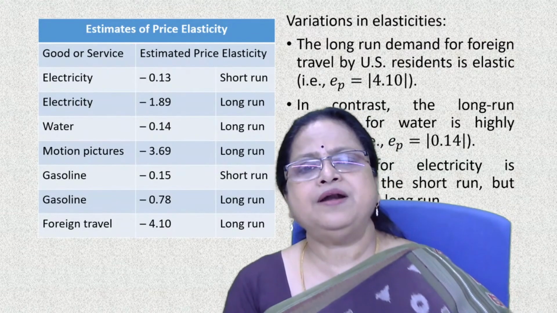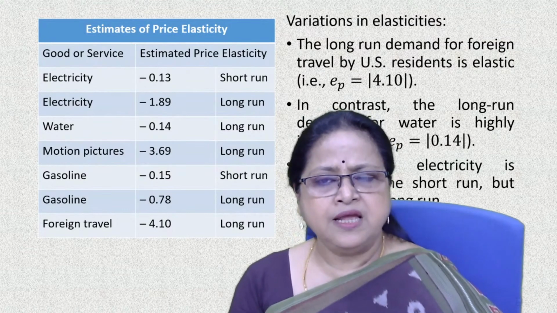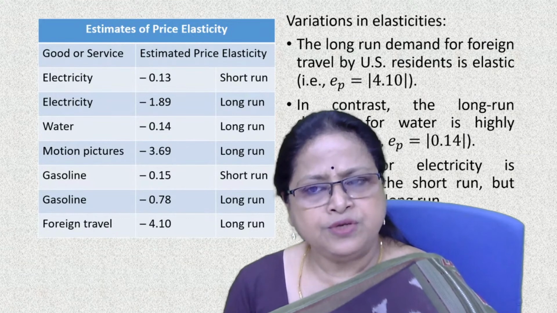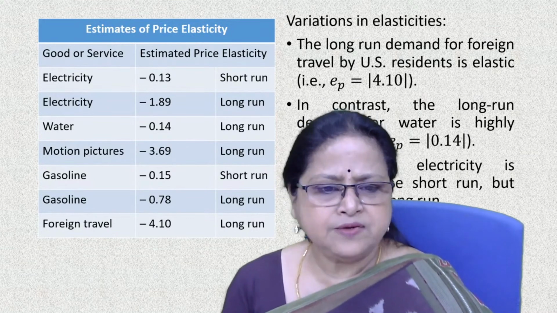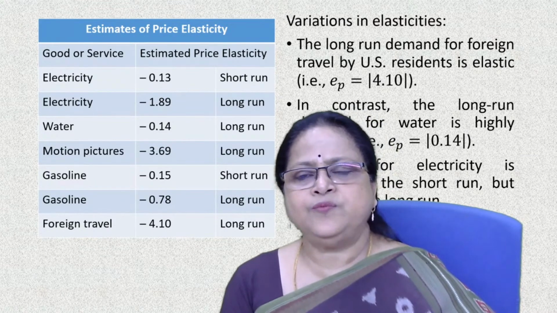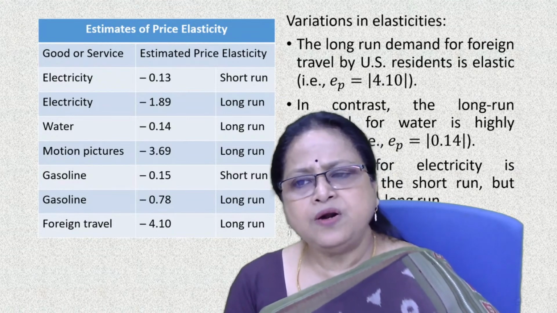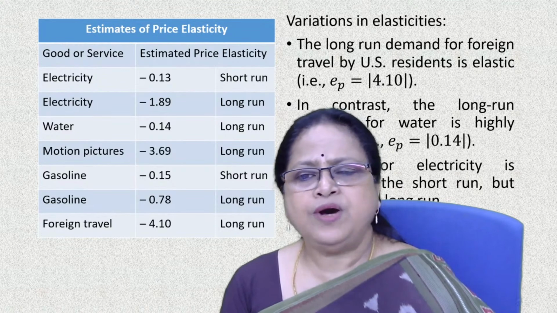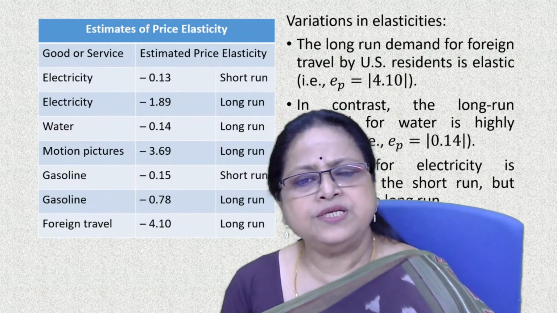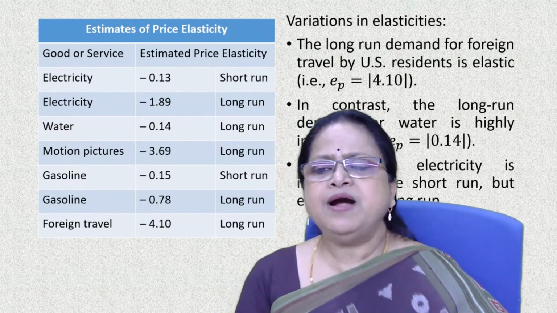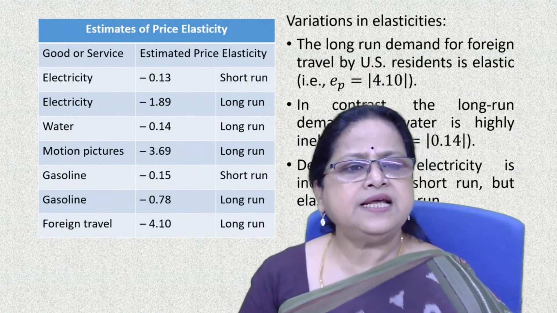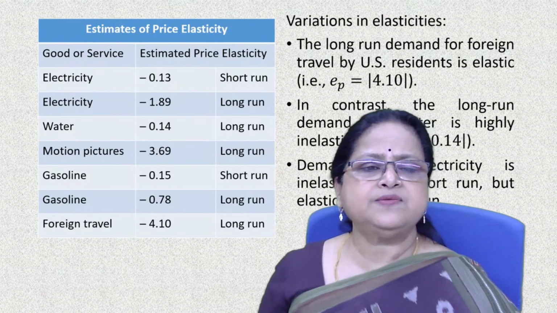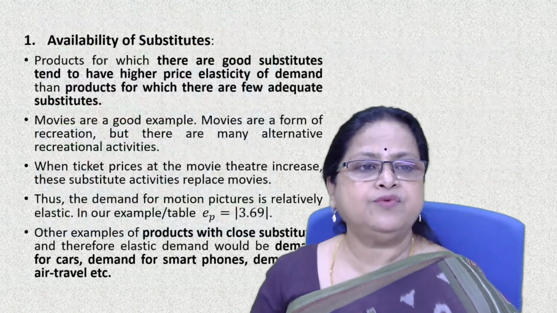Now the long run demand for foreign travel by US residents, look at this table, is elastic. The mod value is 4.10 because it is more than 1. In contrast, the long run demand for water is 0.14, which is less than 1, so it is highly inelastic. Demand for electricity is inelastic in the short run, but elastic in the long run. It is more than 1. The mod value is more than 1.